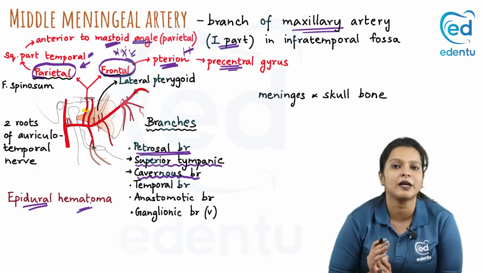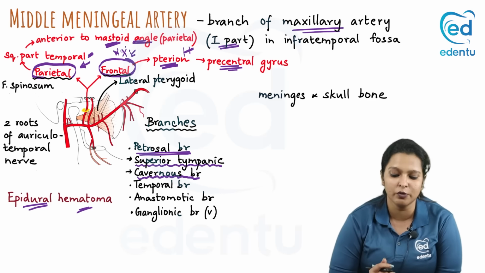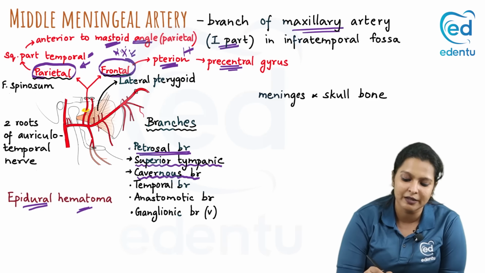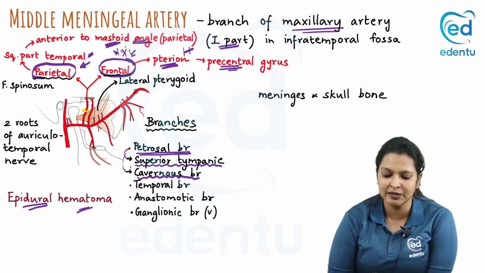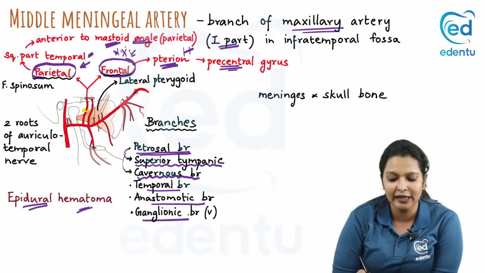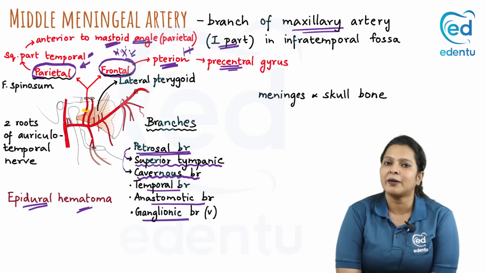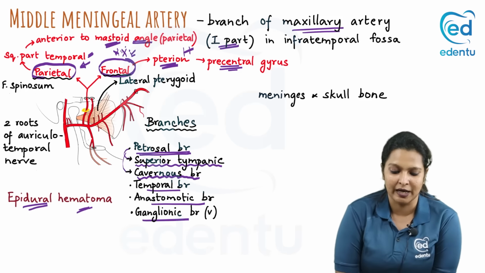The next important branch that you should remember is the petrosal branch. This in turn splits into two branches called the superior tympanic and cavernous branch. The other branches are the temporal, anastomotic branch and a ganglionic branch to the trigeminal ganglion. So these are all the branches from the middle meningeal artery.